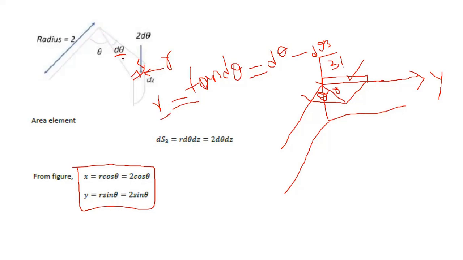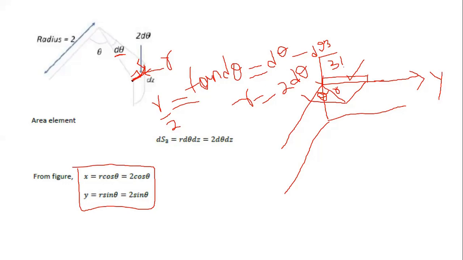What is adjacent here? Adjacent is simply the radius of the circle. The radius of the circle is 2. So tan d theta will be gamma upon 2. And due to small angular approximation, higher order terms can be neglected, so tan d theta can be written as d theta. So your gamma will be equal to 2 d theta. 2 d theta is this arc here. The length of this arc, your gamma, will be 2 d theta.